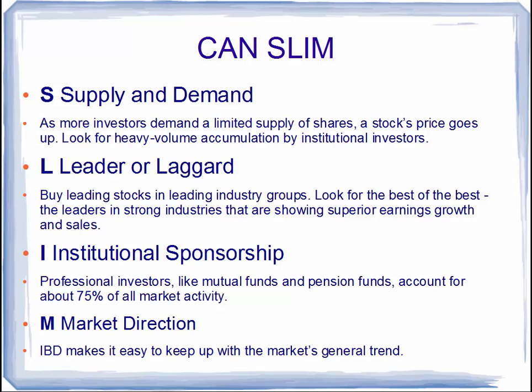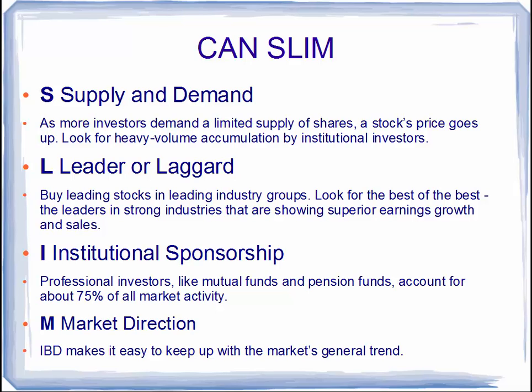In the SLIM part, we have supply and demand for the S. As more investors demand limited supplies of shares, well, guess what? It goes up. You want to look for heavy volume accumulation by your institutional investors. They're the ones that move the market. Is this a leader or a laggard? Buy stocks in leading industries and leading groups. Look for the best of the best in the leaders and strong industries that show superior earnings growth and sales. You want to see their sales up too.